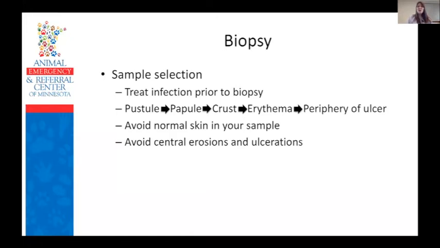And usually most pathologists want a 6mm punch or bigger. Sometimes you can get away with a 4 if you really have a nose lesion or a tail lesion or ear lesion. If you want to make your pathologist happy, probably try to go for a 6. And again, no central erosions or ulcerations for that same reason. You're just not going to get an answer. You're just going to get a huge crater, and that's not really helpful. It's just going to be inflammatory.